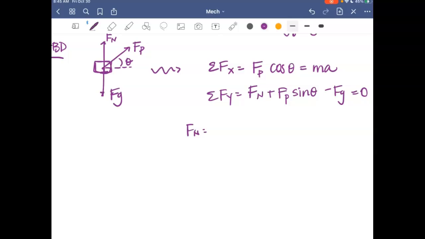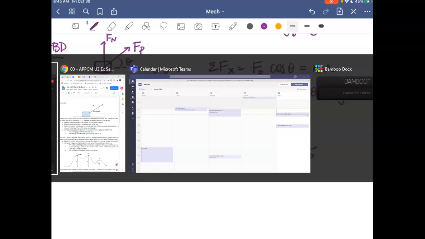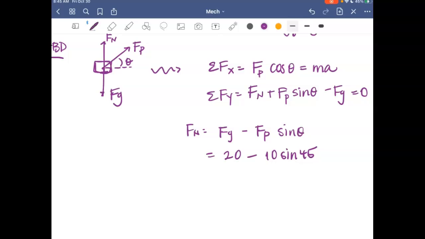We just solve for the normal force. It would be Fg minus the pull force times the sine of the angle. Our object has a mass of 2 kilograms, so that would be about 20 minus 10 times the sine of 45. The normal force should be about 12.9 newtons. Hopefully that's what you got, and that's part A. I'm just building up to what's coming next.